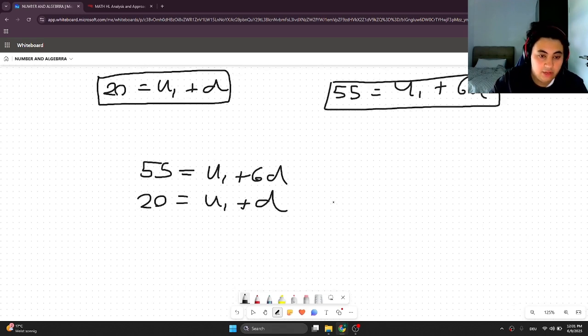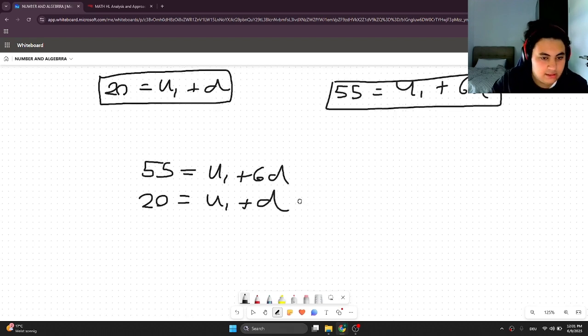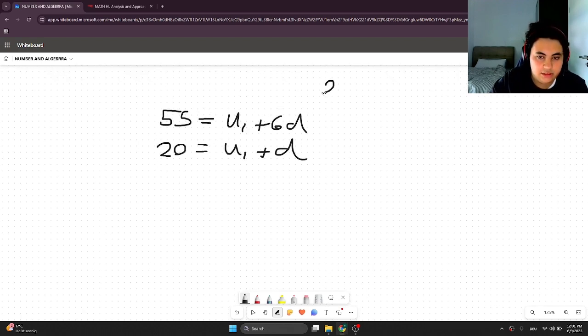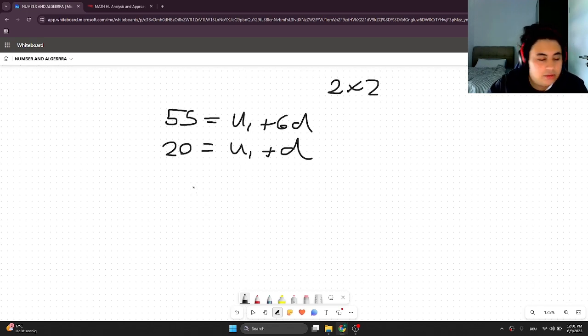So let's remember when we did simultaneous equations, a system of equations with a 2 by 2 system. So this is a 2 by 2. You can do the substitution or the elimination method. In this case, we can do the elimination method, and we don't even have to do much because we have u1 and u1, and this is 6d and d, so these two are different, but these two are the exact same. So if we just subtract both equations from each other, we're going to be able to get rid of u1, which leaves us to solve for d.